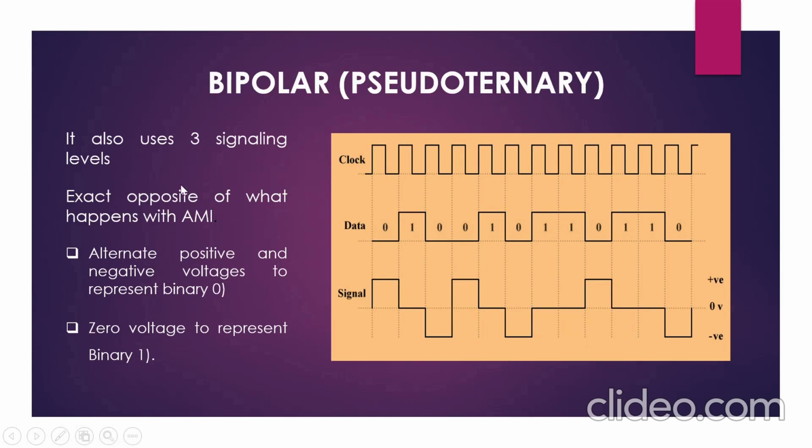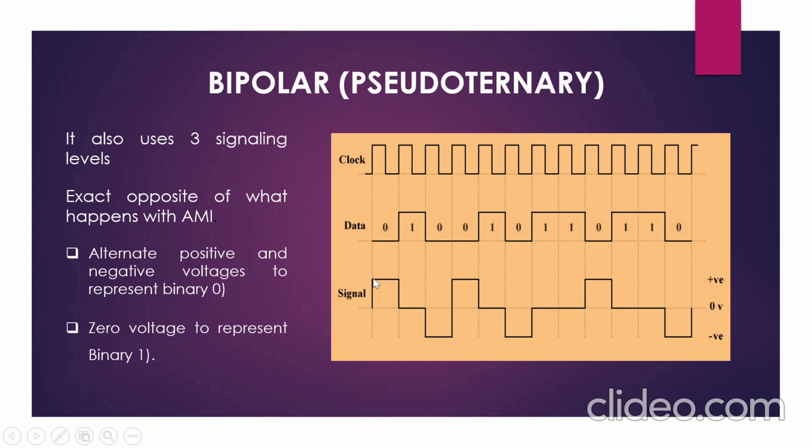It also uses 3 signaling levels, but it is the exact opposite of what happens with AMI. That means alternate positive and negative voltages are used to represent binary 0, while the 0 voltage would represent binary 1. So it is absolutely opposite of what we saw in the previous slide. You can see it in the diagram also. So 0 is represented by a positive voltage. Then 1 would be lying on the 0 voltage line. In case of another 0, now we would be making the opposite transition of the previous one.